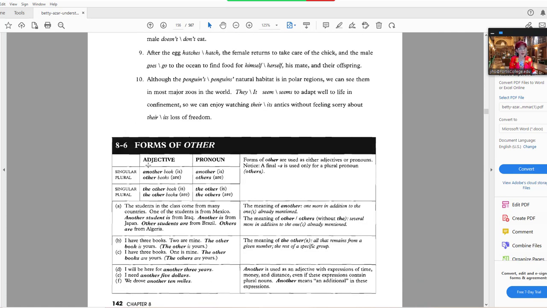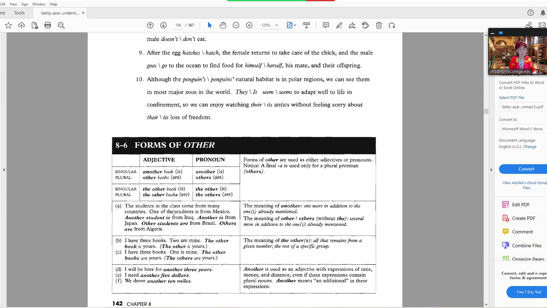Another, other. Forms of "other" are used as either adjectives or pronouns. So here you have another book, other books, another is, others are. The other book is, the other books are. The other is, the others are.